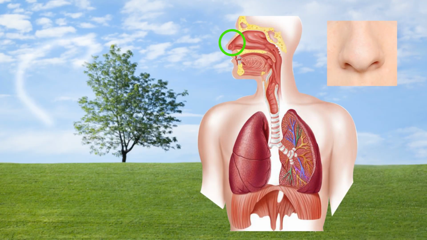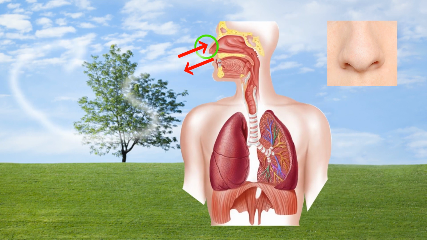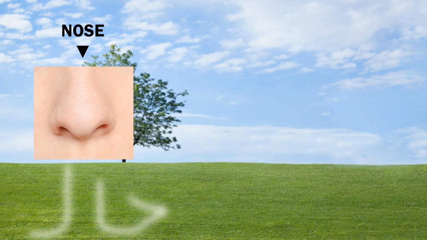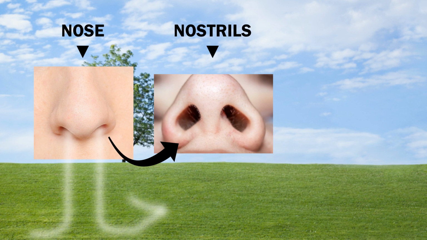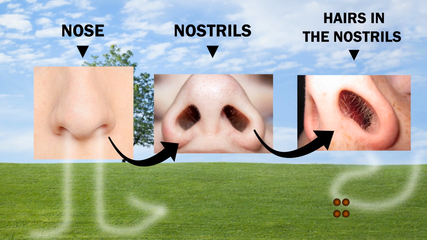The nose is the first organ, which is the link between the atmosphere and the human body. From here, air in the atmosphere enters the human body through two openings called nostrils. Hairs in the nostrils stop big dust particles from going inside.